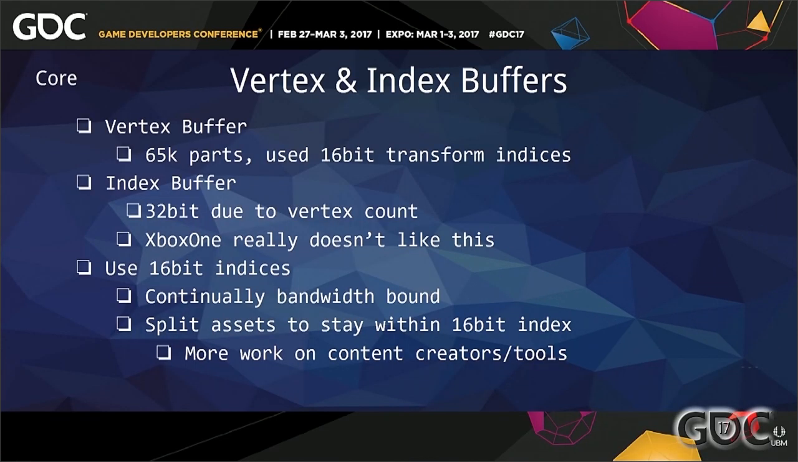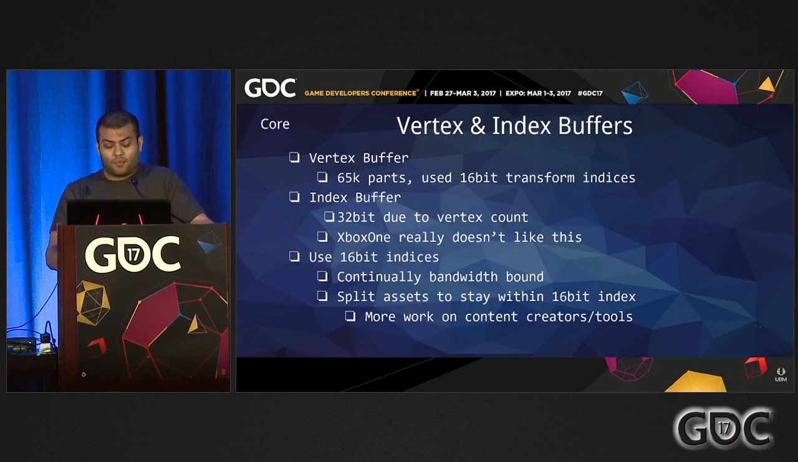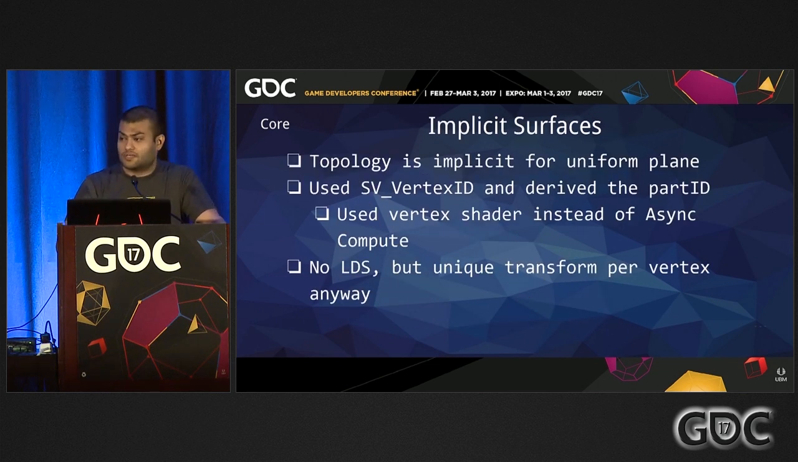So the vertex and index buffers, I'll touch on this very quickly. The vertex buffers we were able to limit to 65,000 parts, and therefore we were able to get away with 16-bit vertices. The way we were packing the buffers, initially we stored them as 32-bit vertex indices. This is quite slow on the Xbox One, so if you are considering doing this, it's really worth your time to chunk up your assets so they can be split into 16-bit indices. We didn't end up being able to make this optimization, just ran out of time, but this is definitely something you should consider.